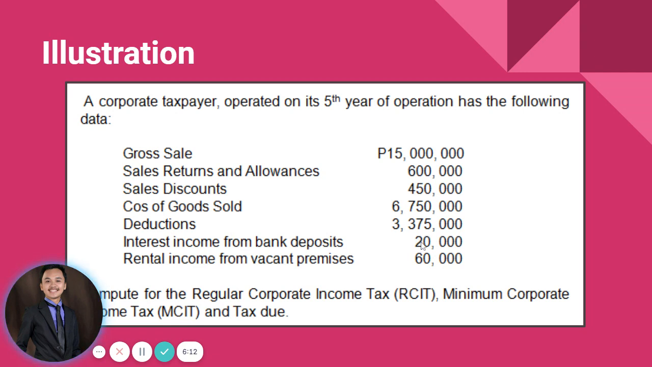We also have here interest income from bank deposits, guys, of 20,000 and rental income from vacant premises of 60,000. So needless to say, this 20,000 is a passive income which is subject to 20% final tax, and this rental income, guys, will be considered as other income. Compute for the regular corporate income tax or RCIT. Compute also for the minimum corporate income tax or MCIT and the tax due. So obviously again, tax due is the higher between RCIT and MCIT.